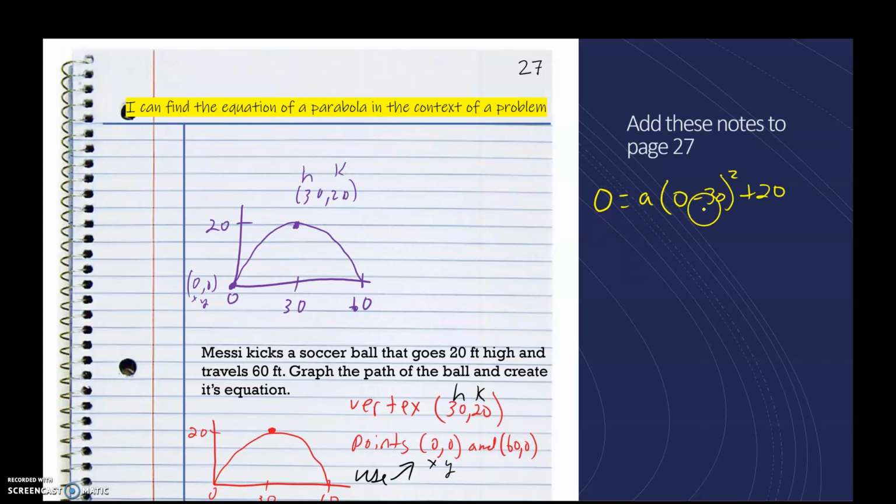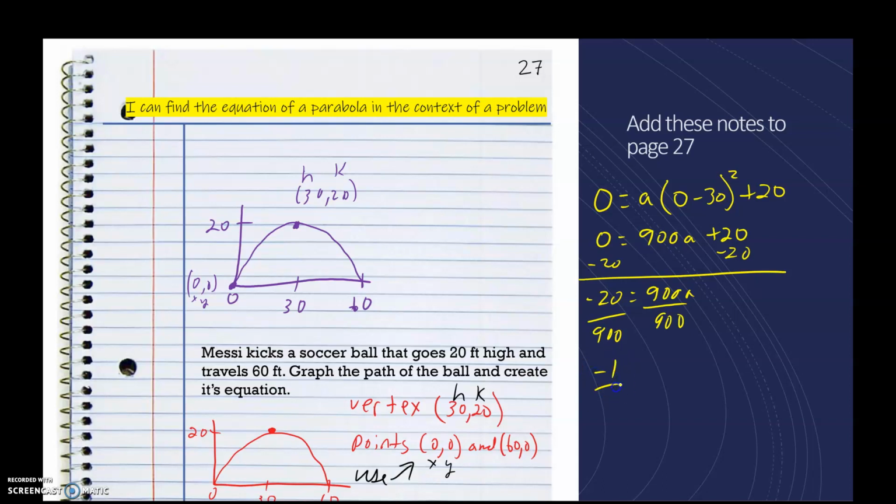Then I'm going to just break this down. Now 0 minus 30 is negative 30, so I can go ahead and square that and get 900a plus 20. Subtract 20 on both sides, and that gives me 900a over here on the right. Divide by 900. Now if you are not good at reducing fractions, you could just leave it here, but I'd prefer them reduced, or in Algebra 2, use your calculator to do it for you. This reduces to negative 1 over 45. That's the a value.